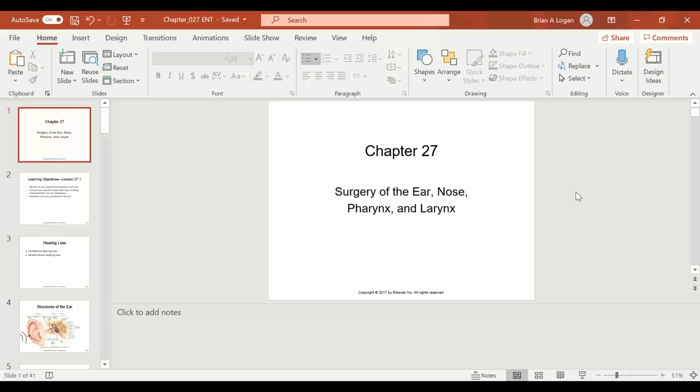So what we're going to focus in on today mainly is the ear. We'll talk about the anatomy and the different ways that you can lose hearing or different issues that require surgery on the ear.